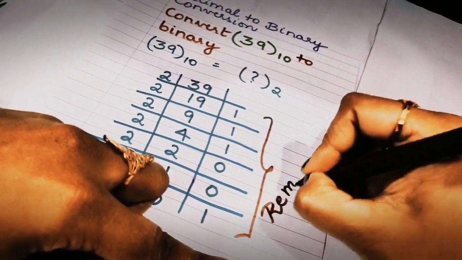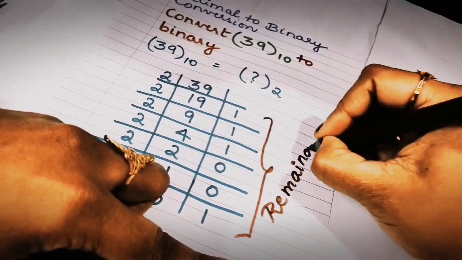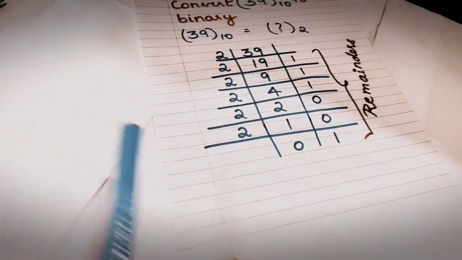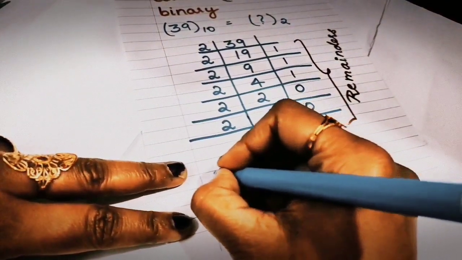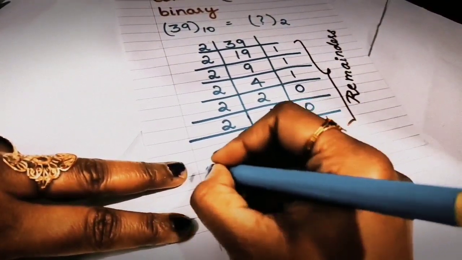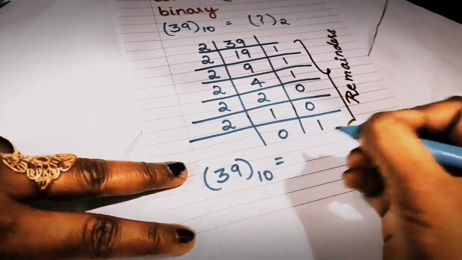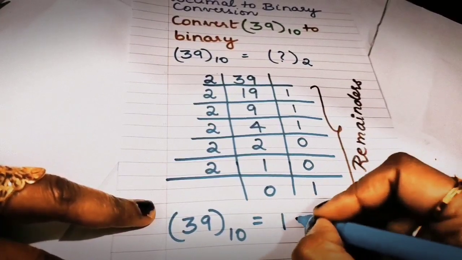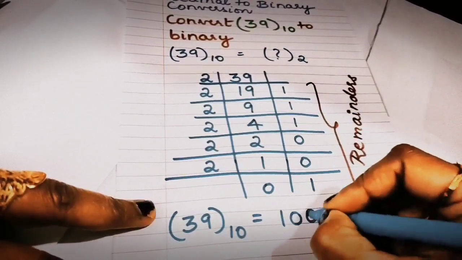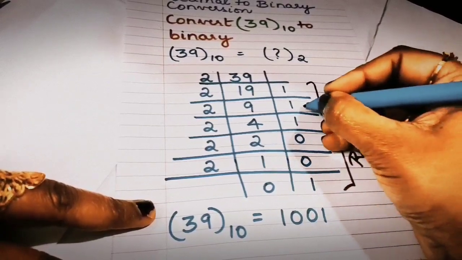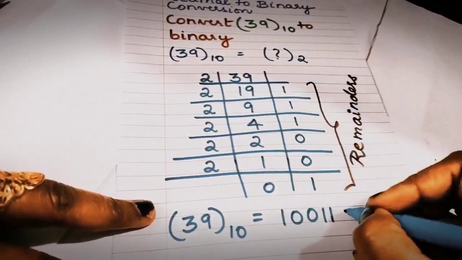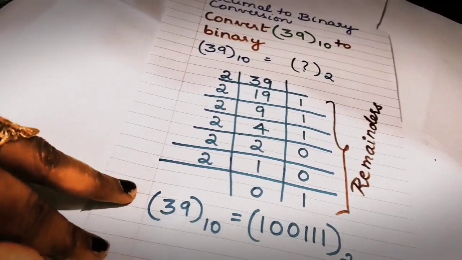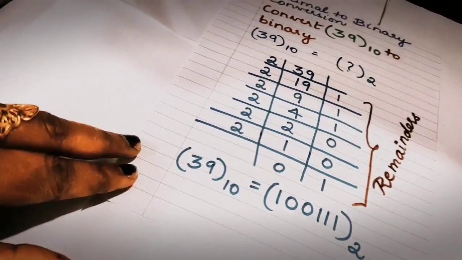In order to convert a decimal number to a binary number, we need the remainders. The remainders are to be written in reverse order. Hence, write down the remainders in reverse order. First comes 1, then 0, 0, 1, 1 and 1. Hence, 1, 0, 0, 1, 1, 1 is the binary representation of the decimal number 39.